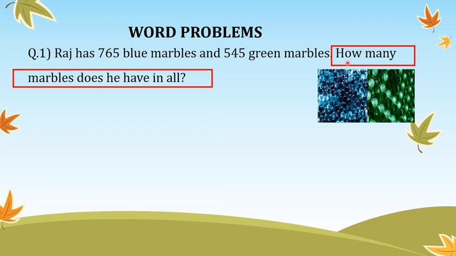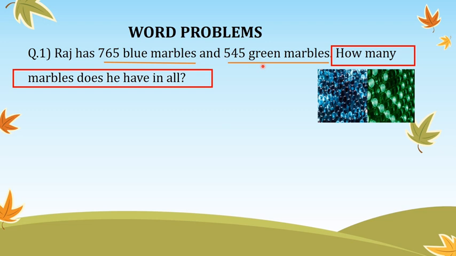After that, you have to underline the information. So what are the informations given over here? The information is blue marble with the number. So 765 blue marbles and 545 green marbles. These are the information which are given in the question.